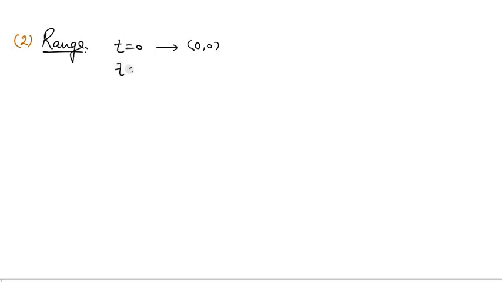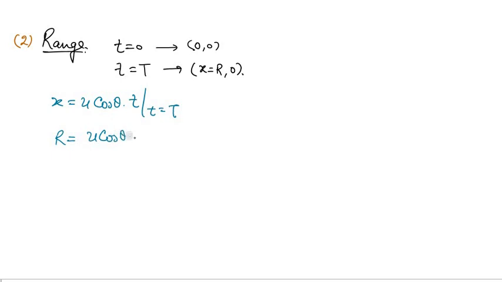At time t equal to T, u will be at position x equal to R, 0. So use the first equation, where x is equal to u cos theta into time t. Now this time t is equal to capital T and your x is equal to R. So R is equal to u cos theta, and your T is equal to 2u sin theta upon g.